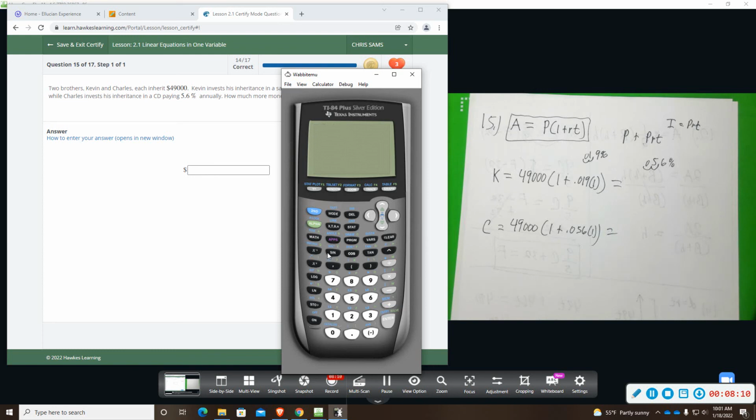So I'm going to do 49,000 and then open parentheses. I'm going to do 1 plus 0.019, and then times 1, you don't really need it. I'm just going to leave that part off. So I get this amount of money for Kevin, 49,931.